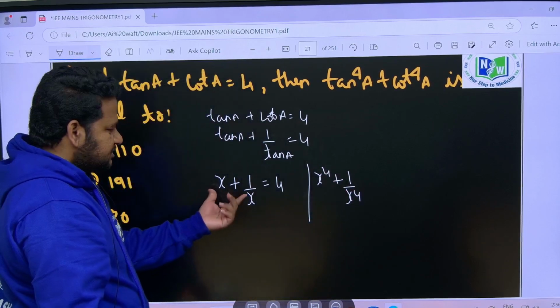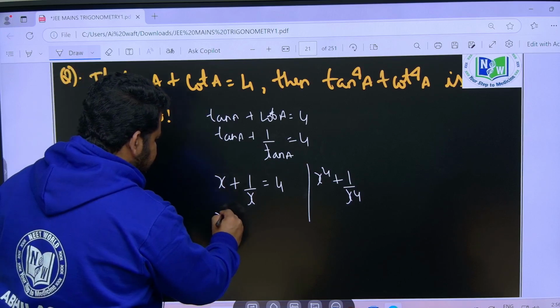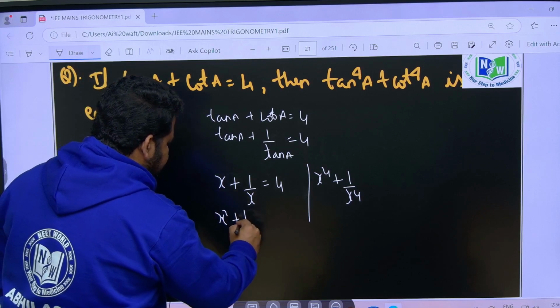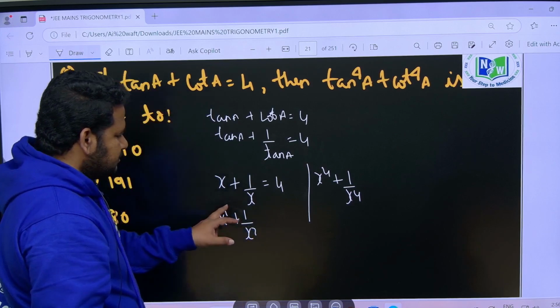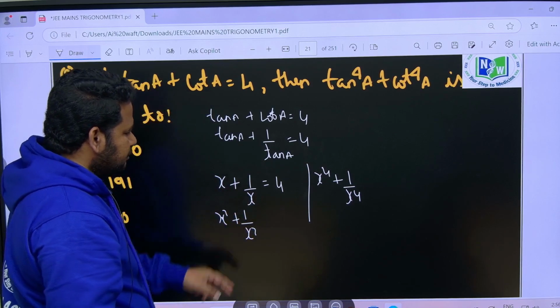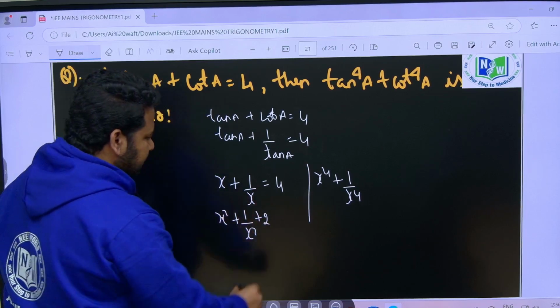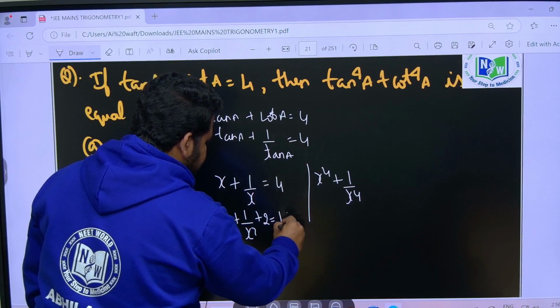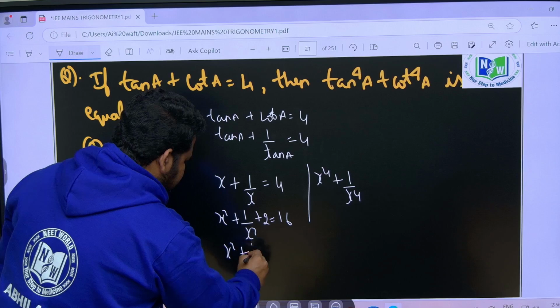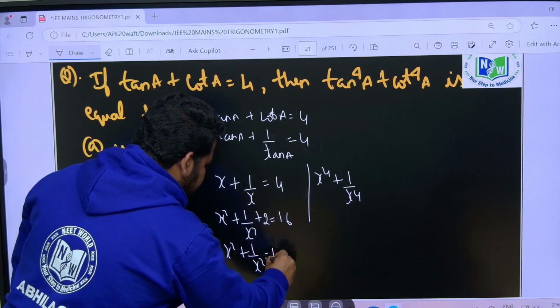So for that, first let us square on both sides. You will get x square plus 1 by x square plus 2ab. X into 1 by x is nothing but 1, so I will write just 2. So 4 square is 16. So x square plus 1 by x square, you will get the value as 14.